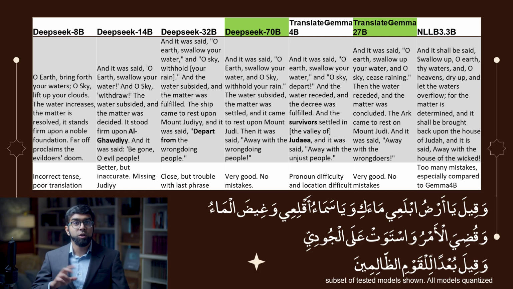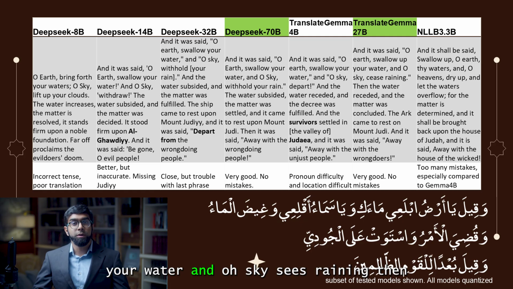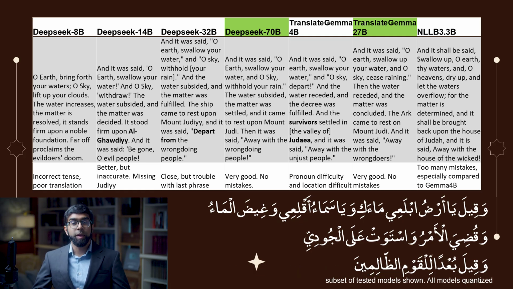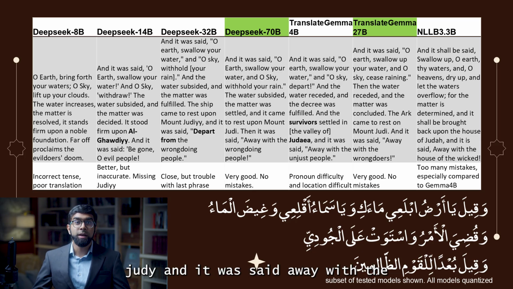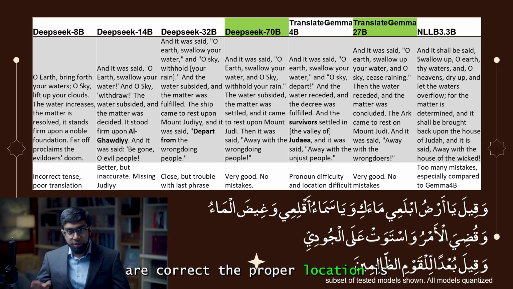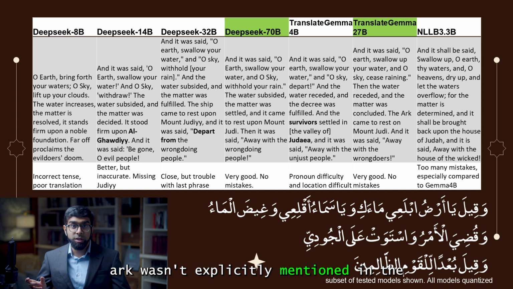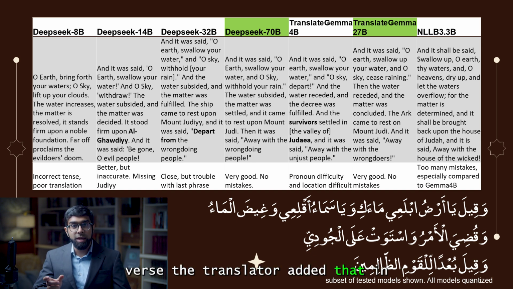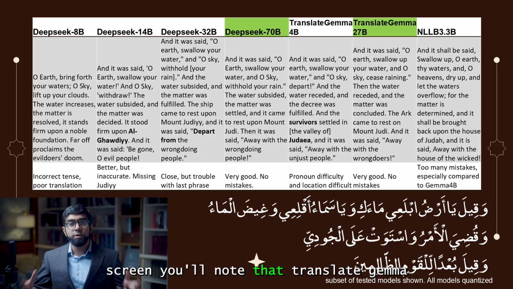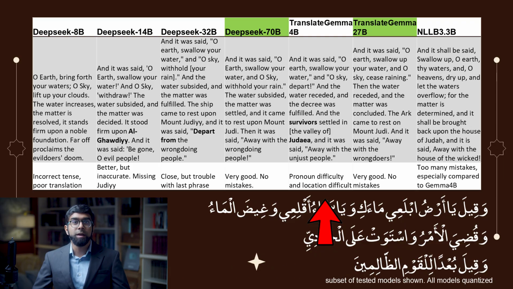Moving on to Translate Gemma 27 billion, which states, and it was said, O earth, swallow up your water, and O sky, cease raining. Then the water receded, and the matter was concluded, and the ark came to rest on Mount Judi, and it was said, away with the wrongdoers. Here we see the commands are correct, the proper location is identified as Judi, and even though the ark wasn't explicitly mentioned in the verse, the translator added that in, clarifying what the pronoun was referring to. Taking a look at the results on screen, you'll note that Translate Gemma 4 billion also falls for the Judea failure mode, incorrectly identifying Mount Judi.